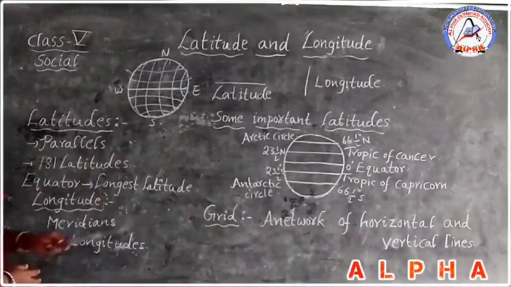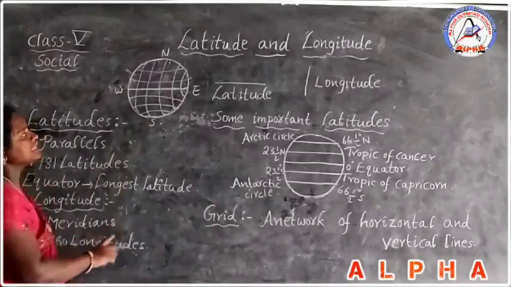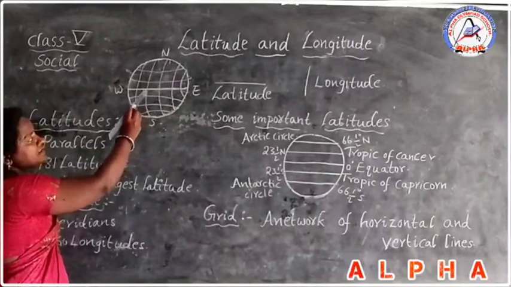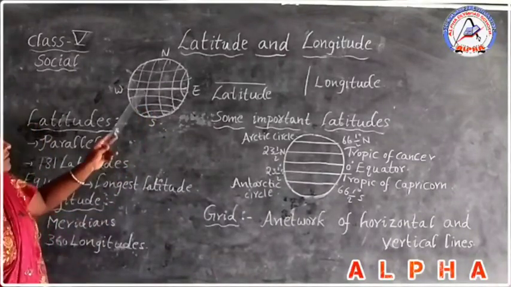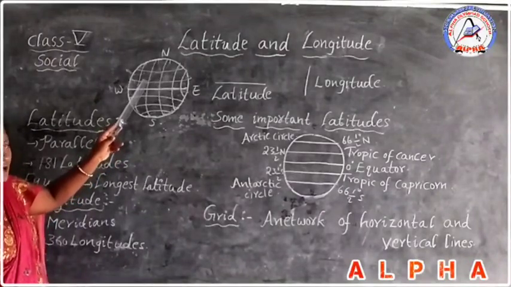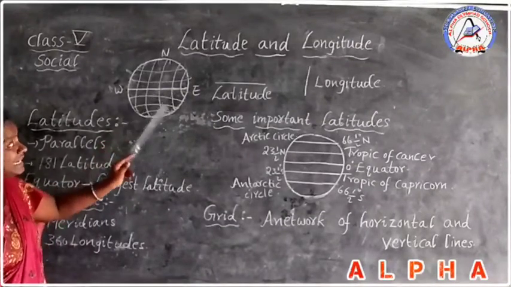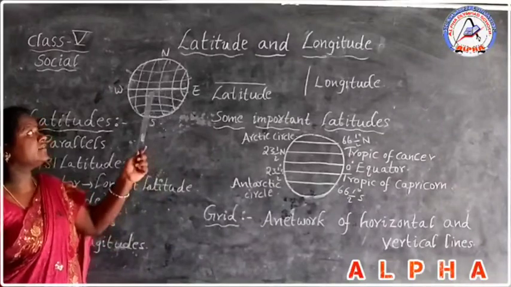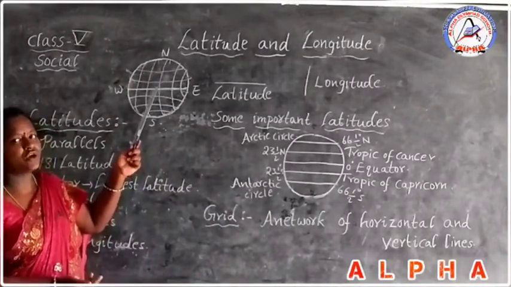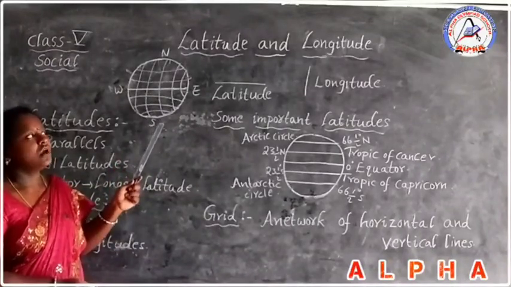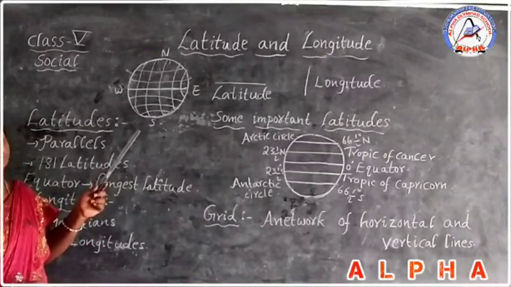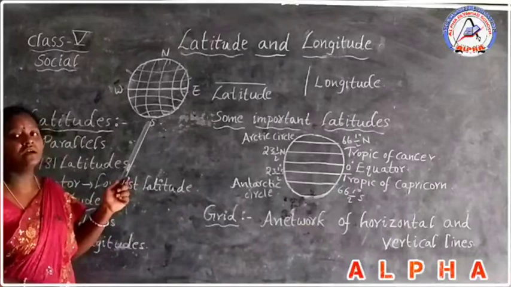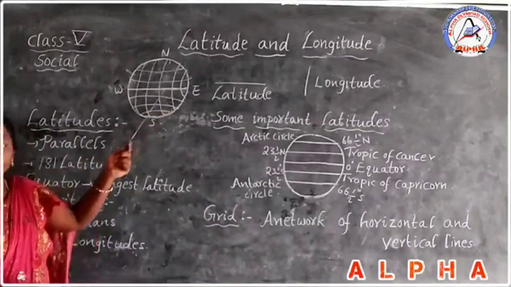By using latitudes and longitudes, this is the intersection of latitudes and longitudes. This box is called a grid. A network of horizontal and vertical lines is called a grid. By using the grid, we can find the location of any place on the earth, and we can also calculate the time difference between different countries.